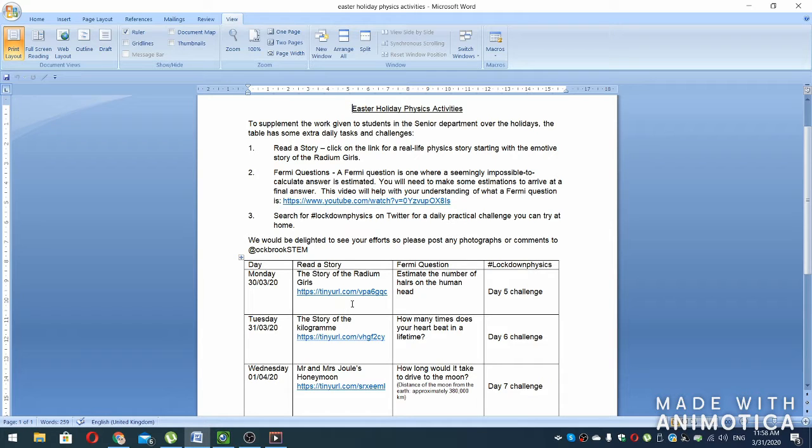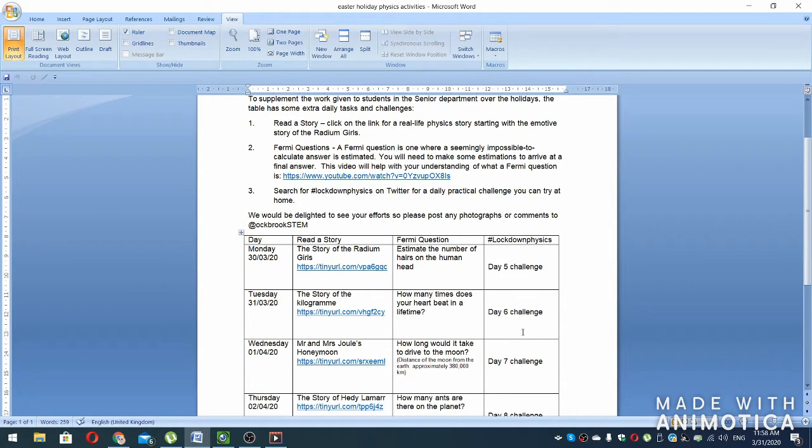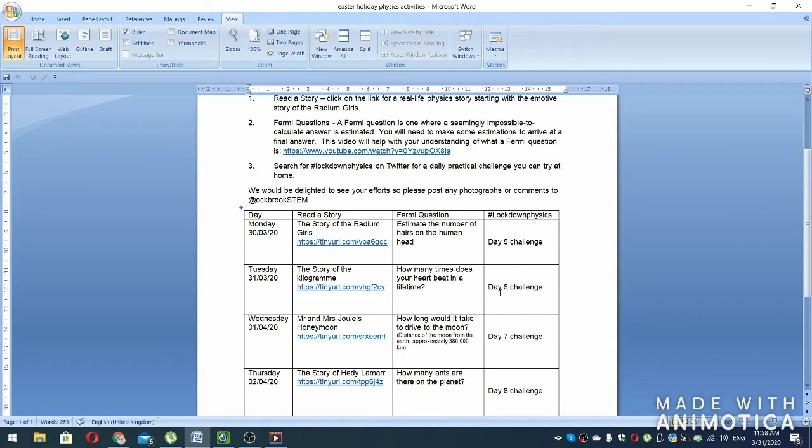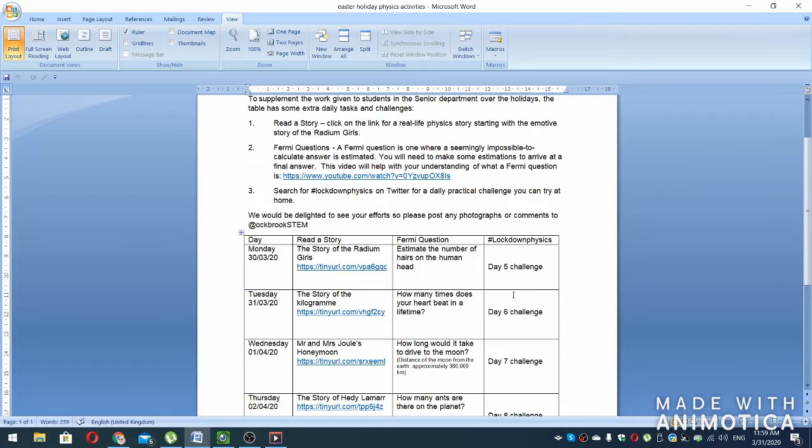The second challenge is called Lockdown Physics, and if you go onto Twitter and search for hashtag Lockdown Physics, it will take you to a practical challenge that you can do at home, and it will broaden your physics knowledge. And today's challenge is the day 6 challenge. That's not been posted yet, but it will be posted later in the day.